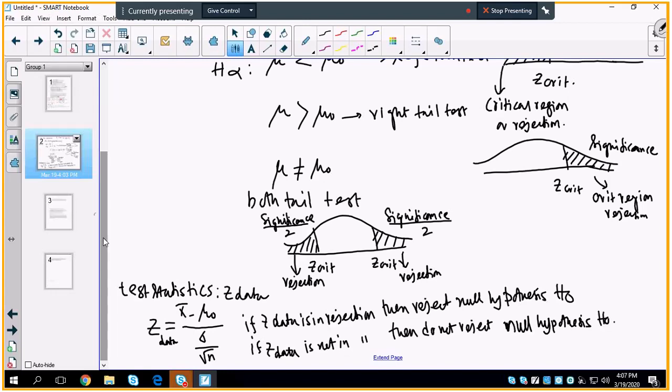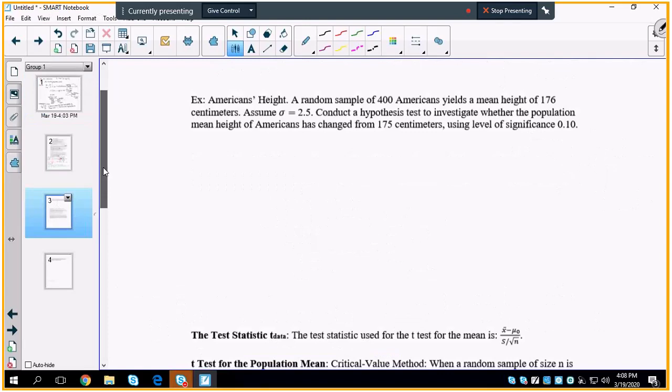As I said, the T test will be done when the sample standard deviation is given instead of the population standard deviation, but for the process, there is absolutely no change. So let's go back and try to do some more problems with testing. So we'll go to our next page.